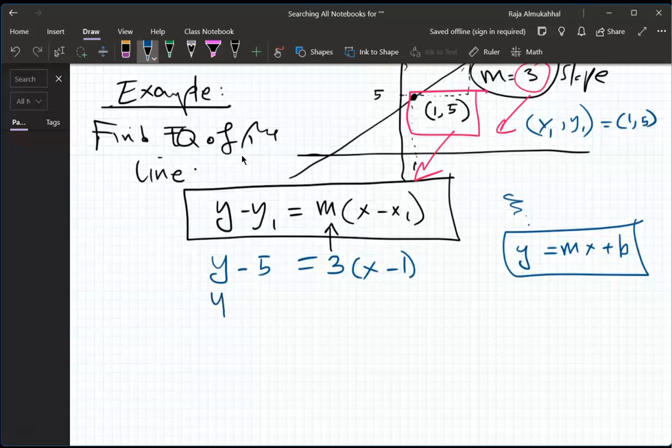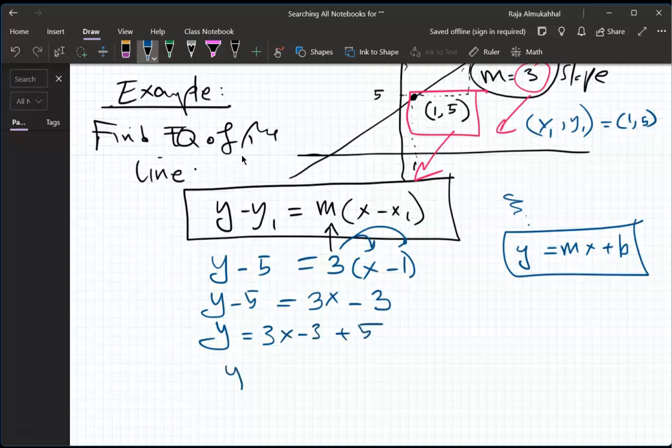Here's how we do it. We have y minus 5 equals, multiply the 3 inside, so it's going to be 3x minus 3. So y equals 3x minus 3 plus 5, so y equals 3x plus 2. There we go.